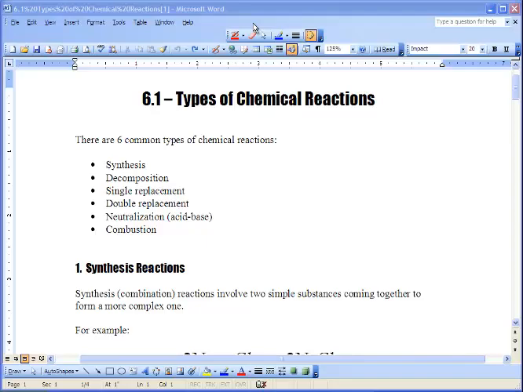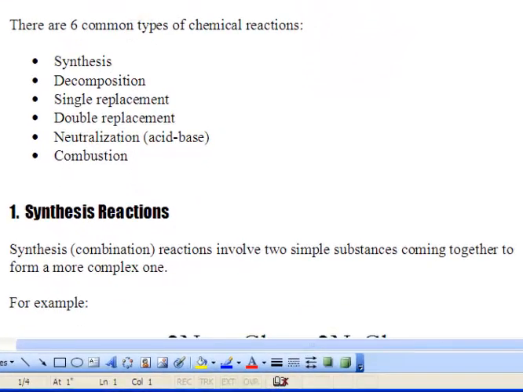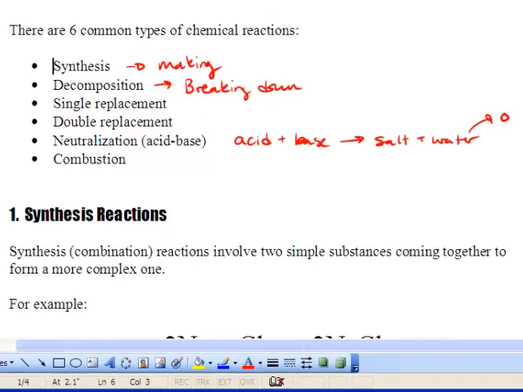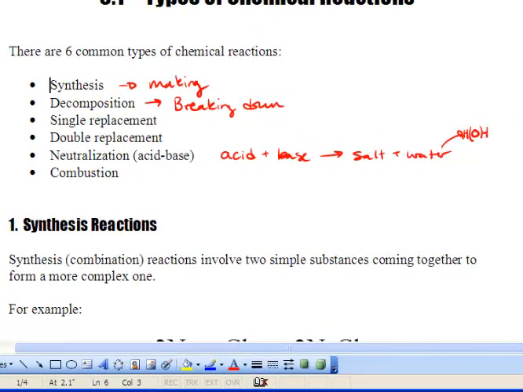First off, we've got synthesis, which is another word for making things. So that's things coming together. The next we've got decomposition, which is breaking things down. Next we've got a single replacement, and this is very interesting. We're going to talk a little bit about Valentine's Day chemistry here. And then we've got double replacement. Neutralization, we know all about this. We've got an acid plus a base, and then we get a salt plus water. And we write water like this in when we're doing an acid-base reaction.